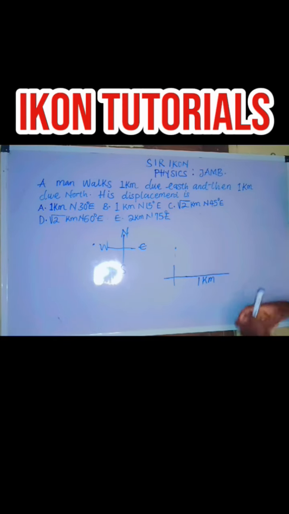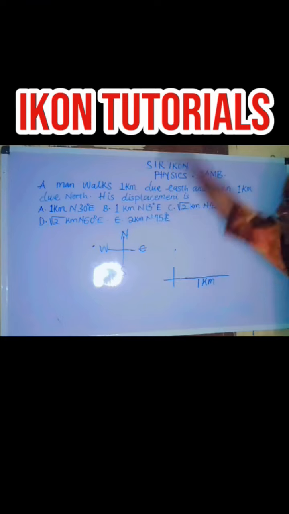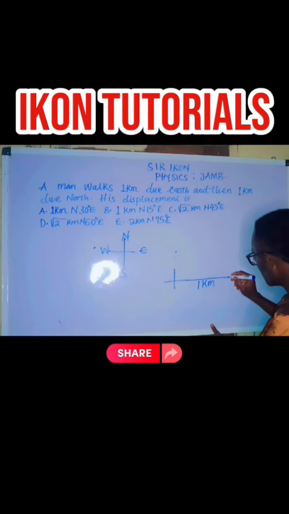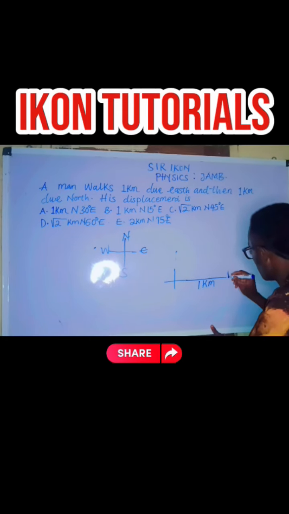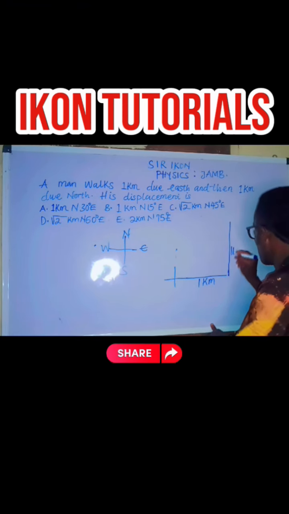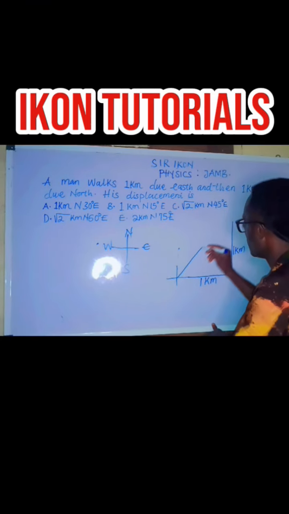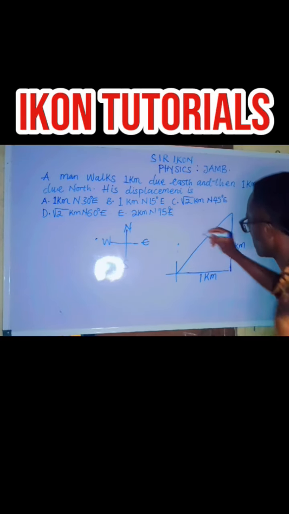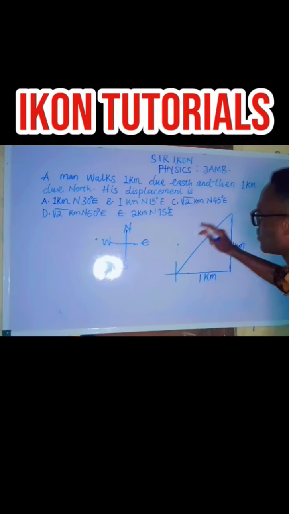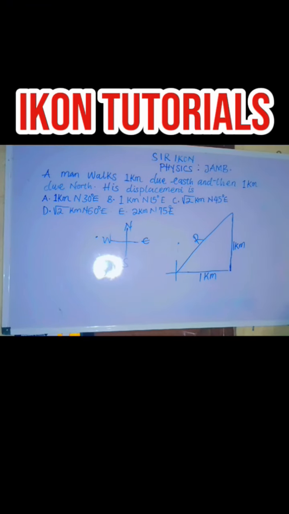Then it says then another 1 kilometer due north. Where is north? North is upwards. That means you are projecting this upwards, like this. Stop at any point, labeled 1 kilometer. Then complete this triangle. So here is the displacement you are asked to calculate. That displacement is also known as resultant R.